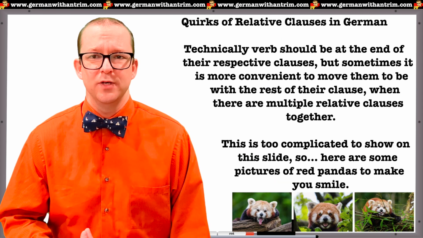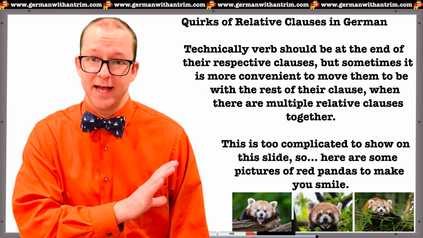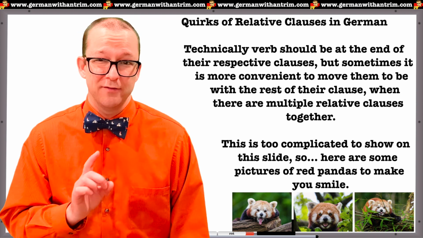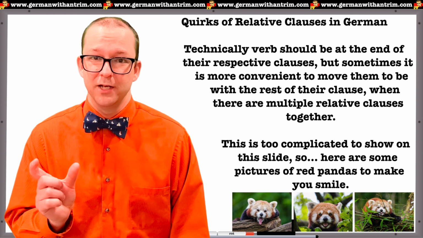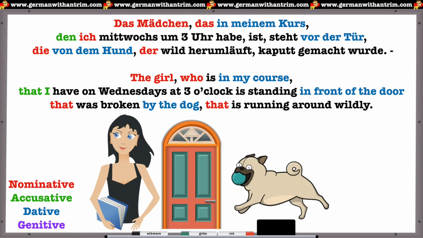You've seen me use a few examples that include a past participle that is separated from everything else that it has to do with. This is technically the way that this is supposed to be done. However, most Germans would prefer not to split up the verb away from the rest of its clause. For example, das Mädchen, das in meinem Kurs, den ich mittwochs 3 Uhr habe, ist, steht vor der Tür, die von einem Hund, der wild herumläuft, kaputt gemacht wurde.